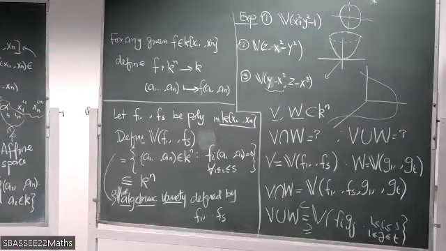I have a question. I was thinking of it the other way around: that V intersection W is actually the product, and V union W is the collection of both.